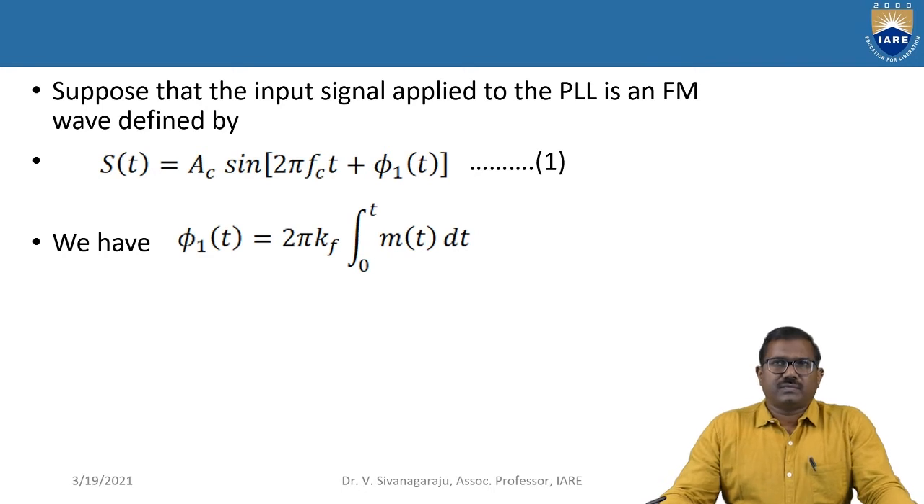Now we take the input signal, that is the FM signal, which is applied to the loop. S of t, our modulated FM signal, is Ac sine of 2 pi fc t plus phi 1 of t. We have phi 1 of t, which is nothing but 2 pi kf integral 0 to t m of t dt. So kf is the sensitivity.